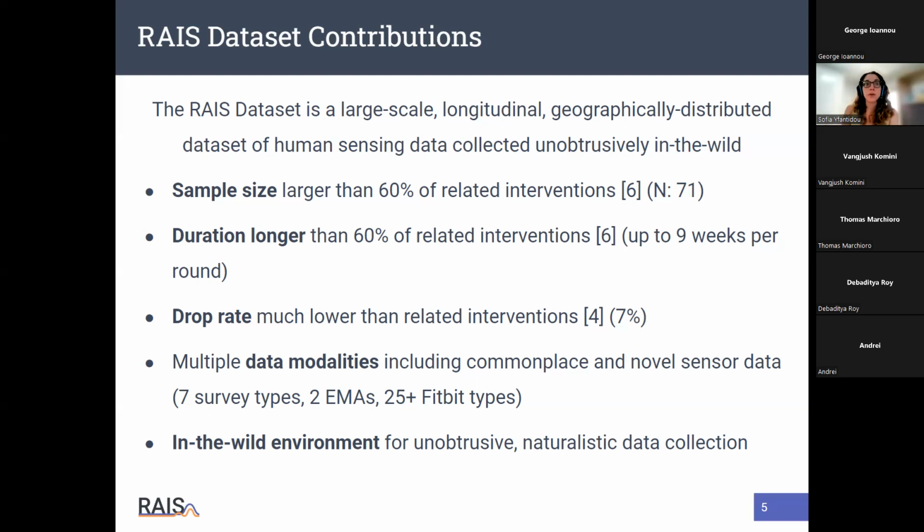And then we are talking about an in the wild study, which means that it has the potential to represent the naturalistic behavior of users.